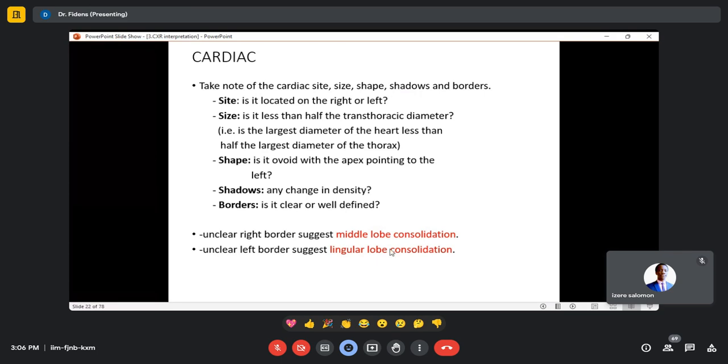When it is on the left side, the margin of the heart on the left is not clear due to any opacity. It means that opacity is in the lingular segment, not the lingular lobe, the lingular segment, because it is the lingular segment that is a part of the left upper lobe that's in contact with the heart. That one I explained very well.